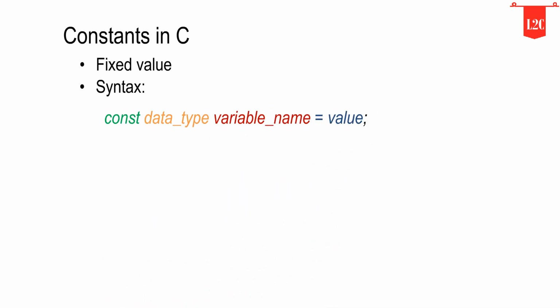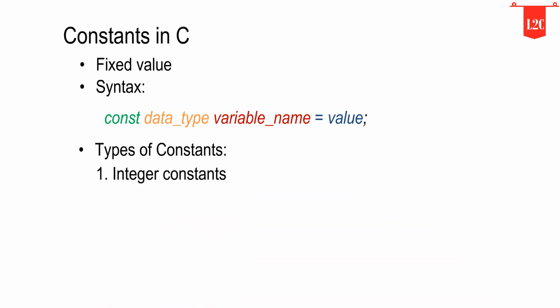The third type is constants in C. Constants, as the name itself suggests, are fixed values, that is, they cannot change their value during program execution once they are defined. Following is the syntax of constant in C programming. Const keyword, data type, variable name, value. Now we will discuss the various types of constants in C language.